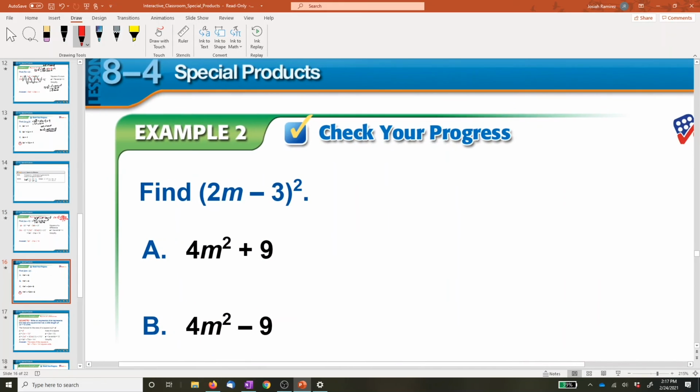Let's do another example. We'll have the 3 squared, which makes a plus 9. And in the middle, we're going to be subtracting 2 times 3, which makes 6. And then we're going to double that to make 12. And don't forget the variable.